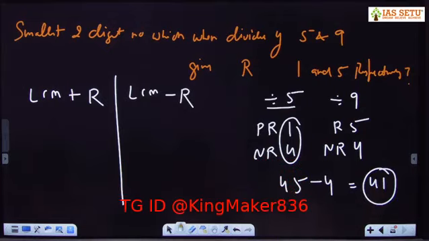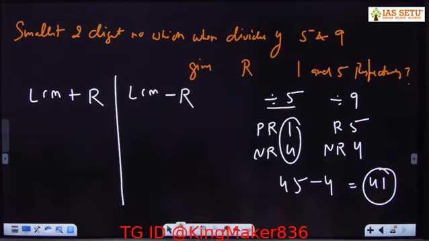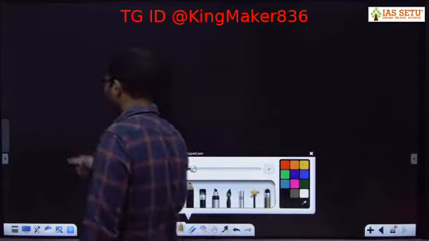If you divide the same number by 9, your remainder is 5. Wait, मुझे पता है नहीं समझ में आया. Let me take 3 more examples. Next question.